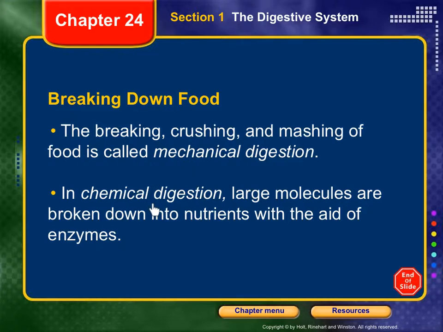And chemical digestion is when we have acids and enzymes squirted into the digestive tract to help to break down the food into really tiny molecules. So large molecules get broken into small molecules. Do you guys have questions on the difference between mechanical and chemical digestion?